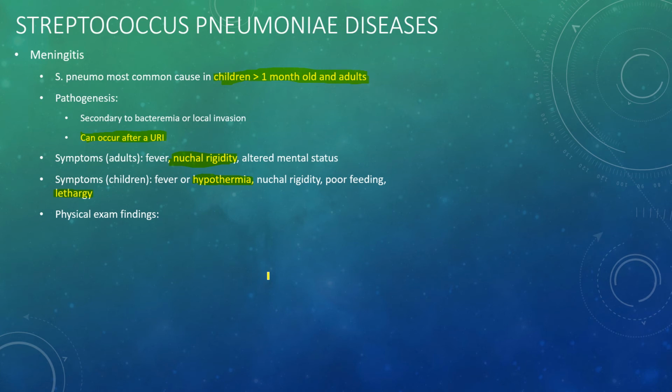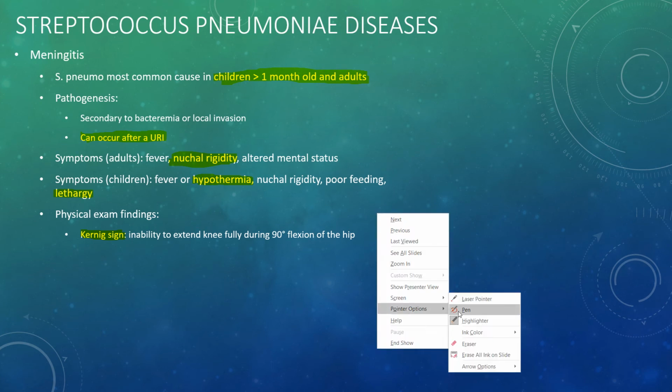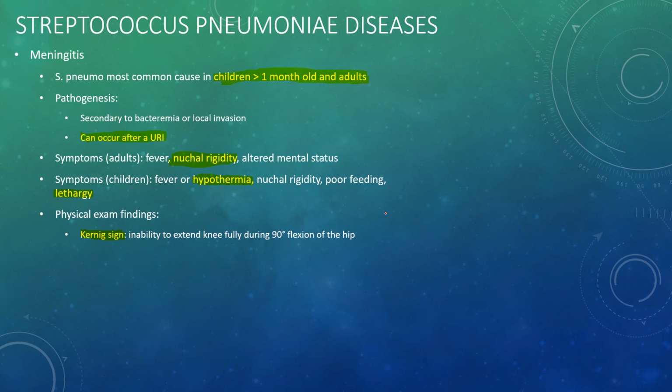What are some classic physical exam findings? I'm sure you've heard of the Koenig sign. The Koenig sign means that you cannot extend the knee fully during 90-degree flexion of the hip. So I want you to imagine standing up and lifting up your hip while keeping your knee straight. And then if you kick your leg out, you can make your leg go completely straight. So let me give you an example of this. So say you're standing and this is your leg, okay, and you have a leg here. So what it would look like is that this is a full extension of the leg.